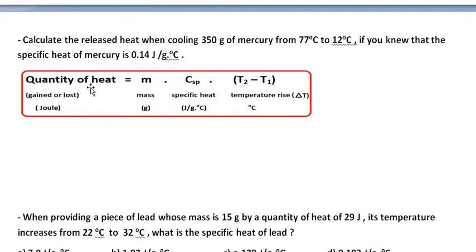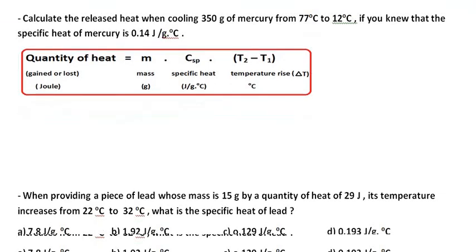If you want to calculate the quantity of heat absorbed by any substance which is heated, and the mass of the substance is given, you can use this law. Calculate the released heat when cooling 350 grams of mercury from 77 degrees to 12 degrees, if you know that the specific heat of mercury is 0.14 joule per gram degree. This is the needed quantity of heat. The m here is 350. Specific heat is this number. T2 minus T1: this is T1 and this is T2. So 12 minus 77. That's all.